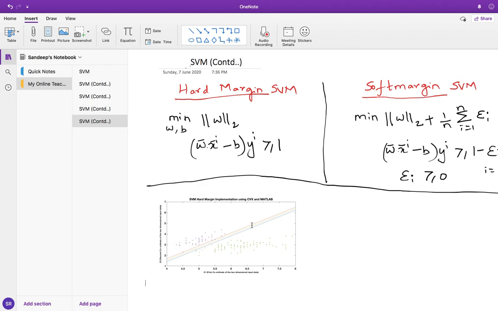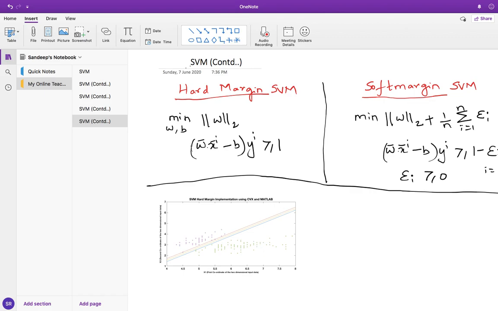The middle line is the actual line which is separating these two classes, and these are the boundaries. The other two lines are the boundaries of each class. The vectors which pass through the data points which pass through the boundaries are the support vectors. So this is how a hard margin based SVM looks like. Here we have used CVX and implemented it in MATLAB.